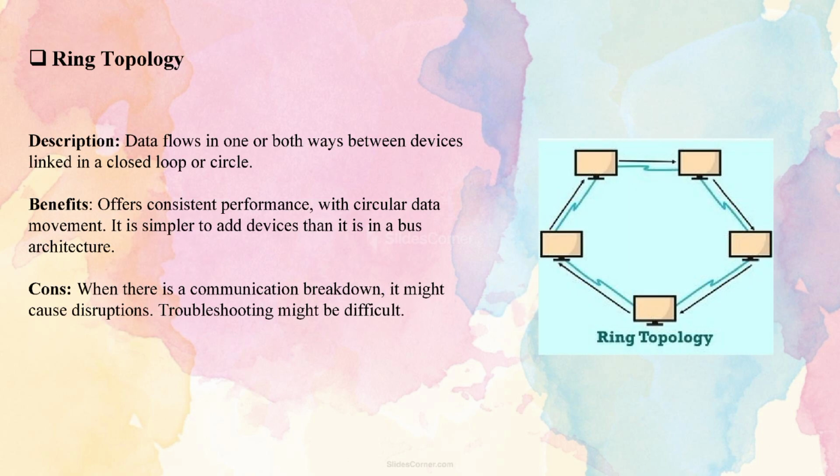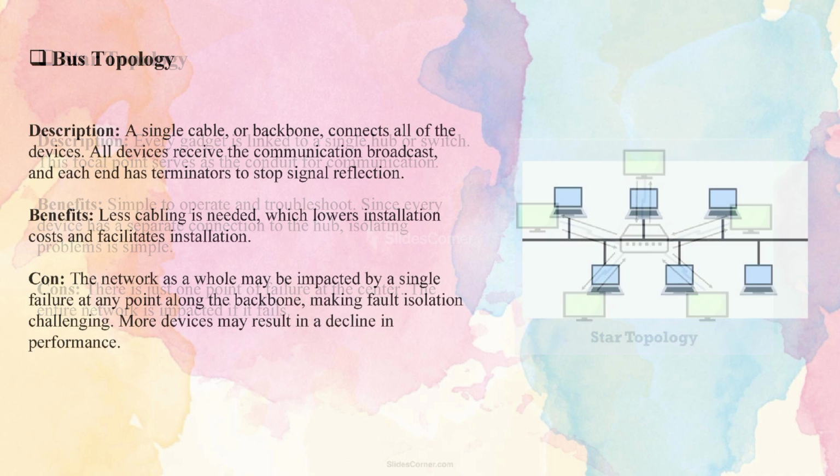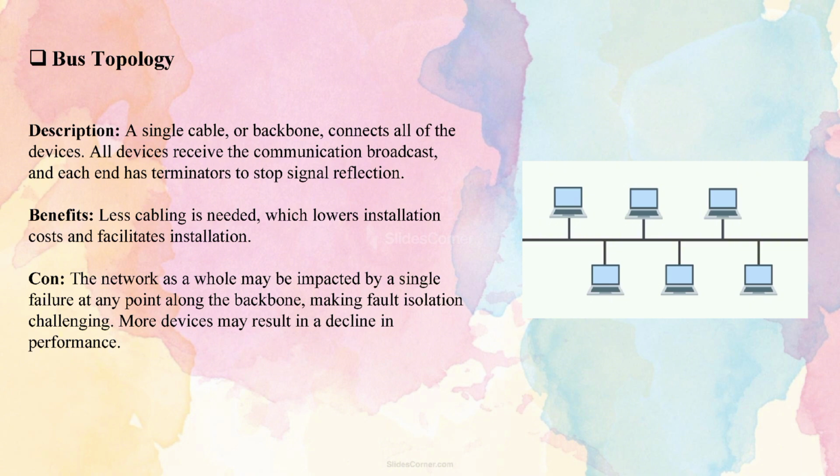Ring topology. Description: data flows in one or both directions between devices linked in a closed loop or circle. Star topology. Description: every device is linked to a central hub or switch. This focal point serves as a conduit for communication. Bus topology. Description: a single cable or backbone connects all of the devices. All devices receive the communication broadcast, and each end has a terminator to stop signal reflection.